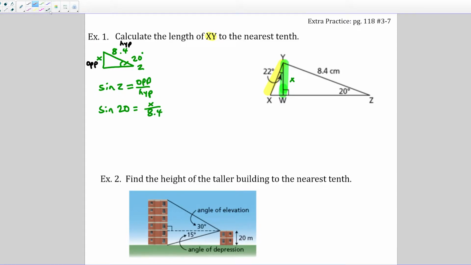Now I'm going to multiply both sides by 8.4 to isolate for X. So I'll multiply that side by 8.4, and I'm going to multiply this side by 8.4. So I get rid of the 8.4 on the left-hand side, and I am left with 8.4 times the sine of 20 is equal to X. So typically when you're working with these multi-triangle problems, you want to be taking any type of solution that's not your final answer and taking about 3 to 4.